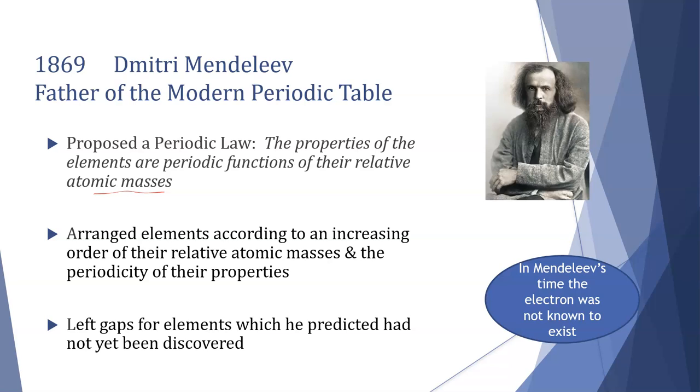One of the things that made Mendeleev's periodic table quite unique and superseded the ways of cataloguing atoms prior to Mendeleev was that he left gaps for elements that, based on his theory, he predicted should exist even though they hadn't been discovered yet.